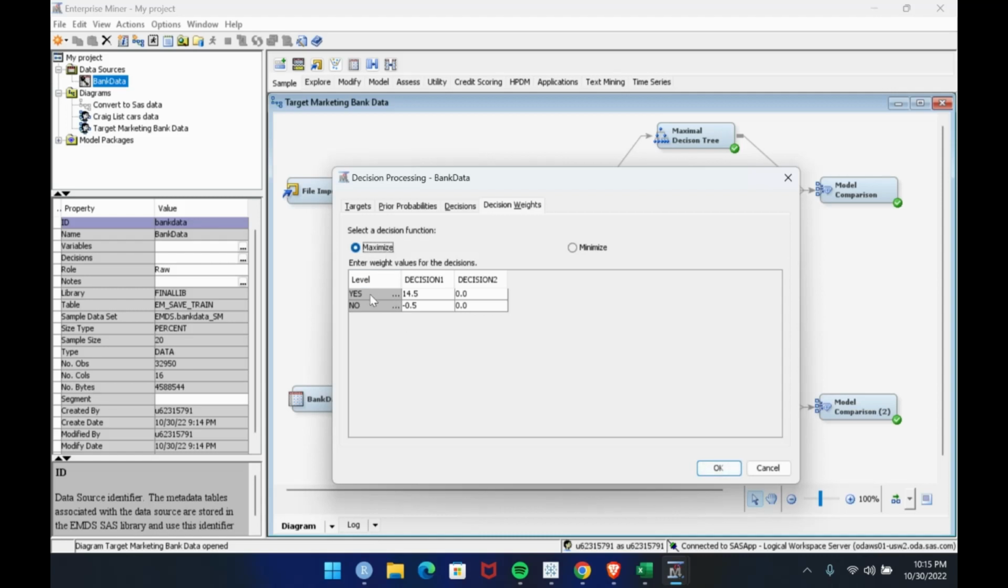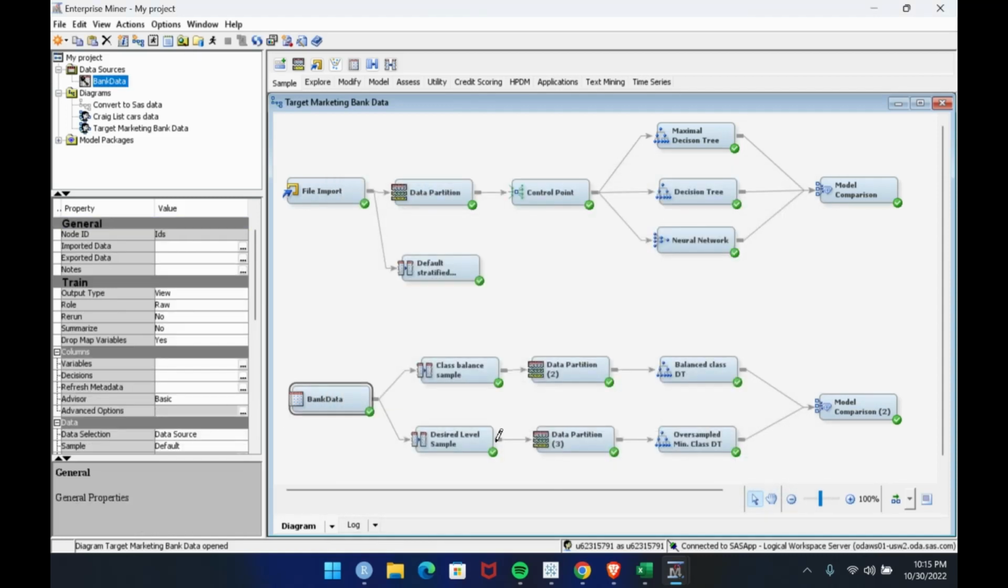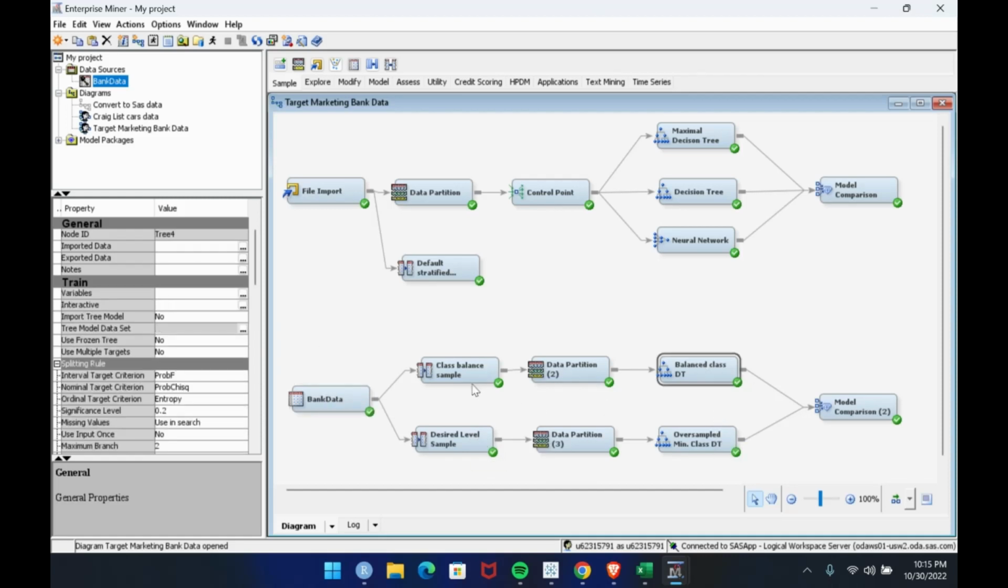So let's say decision one says mail an individual, and if he responds we get a 14.5 net profit, removing the costs. If he doesn't respond, we lose out on 50 cents. If you do not mail a customer, you neither incur a profit nor a loss. So these two values are for that, and we click OK. This takes care of the business parameters. These can be consulted and adjusted from a subject matter expert.